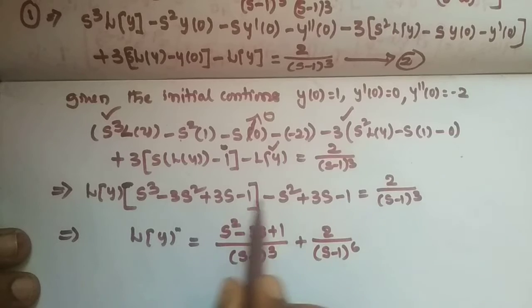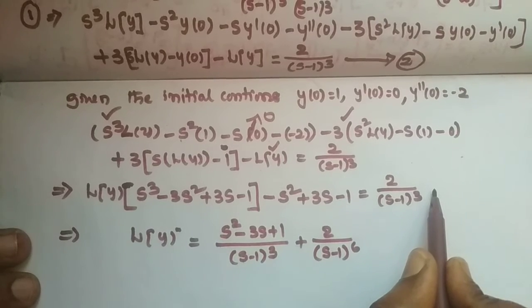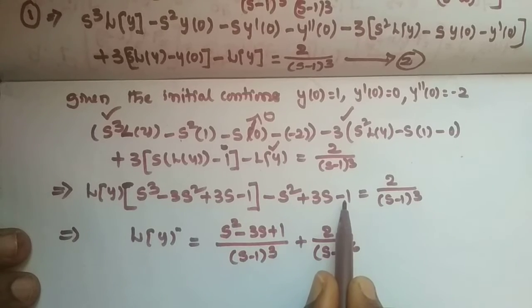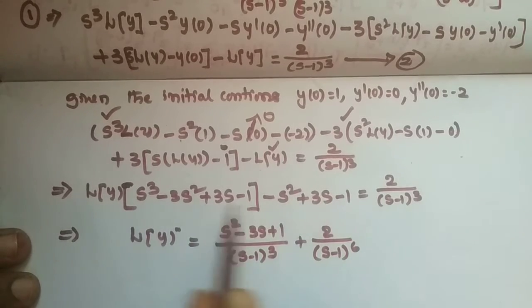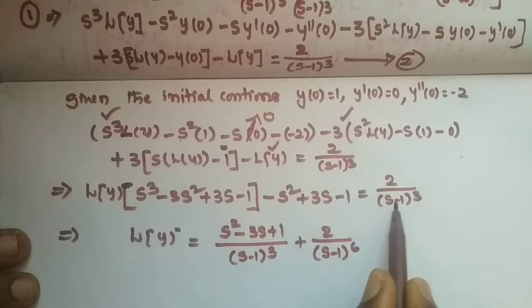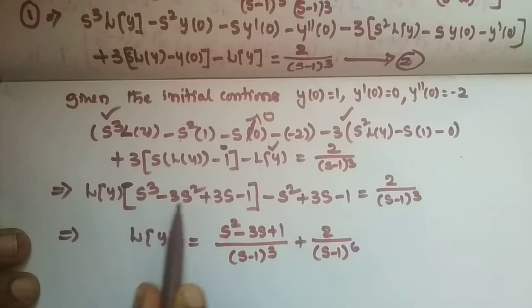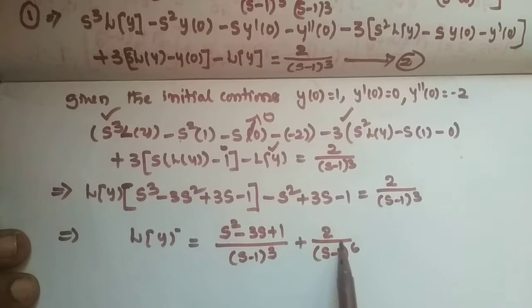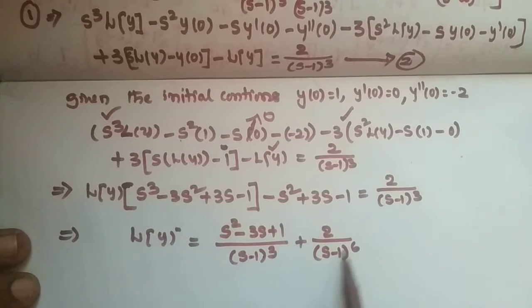You can write here, this side goes to positive. That means plus (s square minus 3s plus 1), and this is divided by this term as it is. Already it can be written as (s minus 1) whole cube. So (s square minus 3s plus 1) by (s minus 1) whole cube plus 2 by (s minus 1) whole to the power of 6. Already the cube is there, again we are multiplying by the same term, so bases are equal and powers are adding.